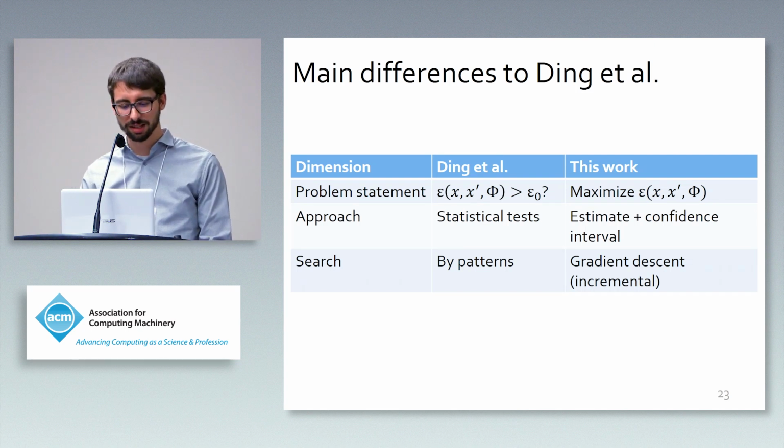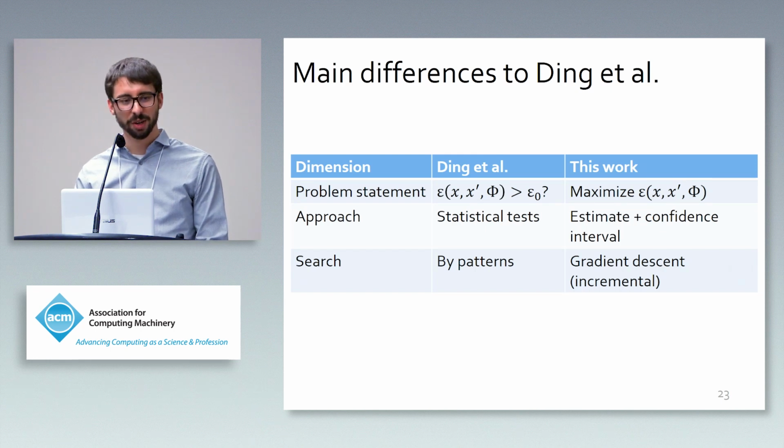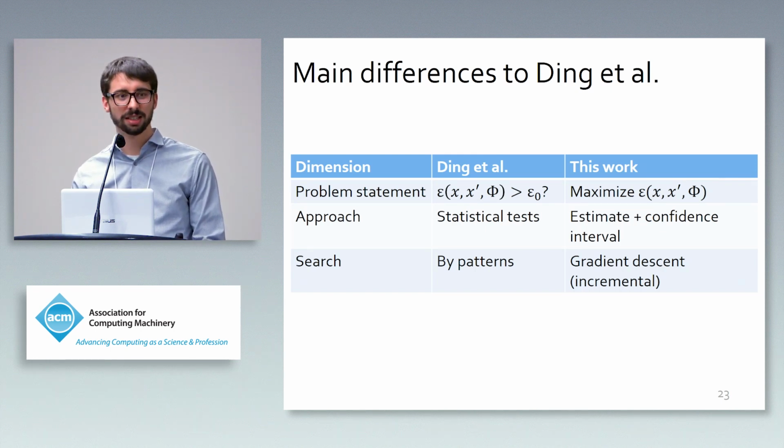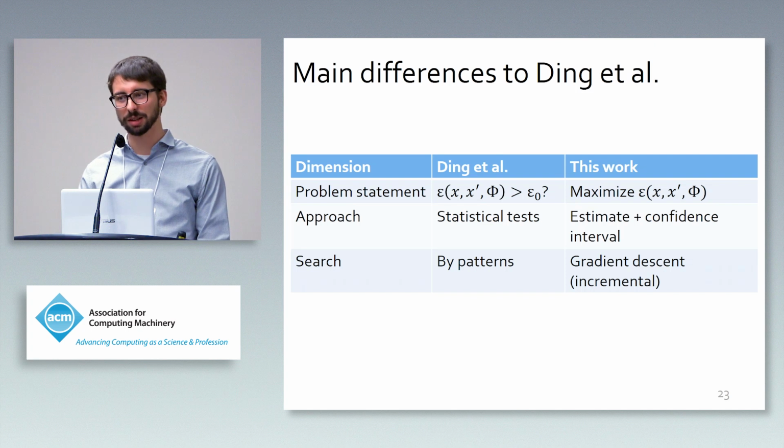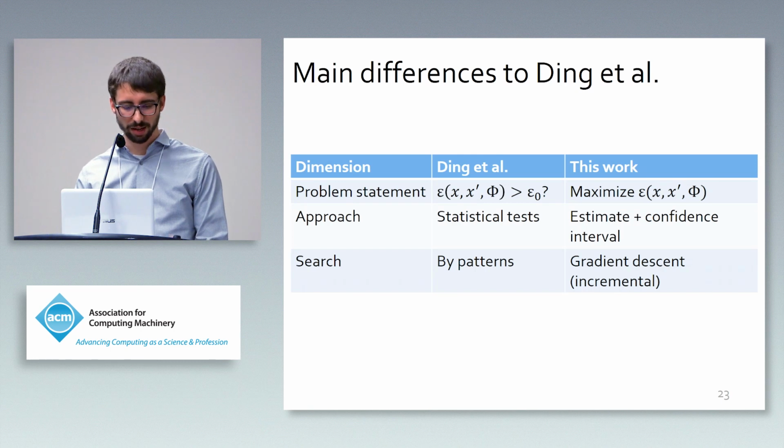And as a consequence, the approach is also different, of course, because Ding et al. use statistical tests to check if this inequality holds, so if the epsilon is above the tested epsilon 0. And we, in contrast, estimate the epsilon, and we also provide confidence bounds to give an indication of how good our estimate is. And the most significant difference, in my opinion, is the way the search works. Ding et al. use patterns that empirically lead to large violations, whereas we use gradient descent, which essentially boils down to incrementally improving the counterexample we are seeing right now.